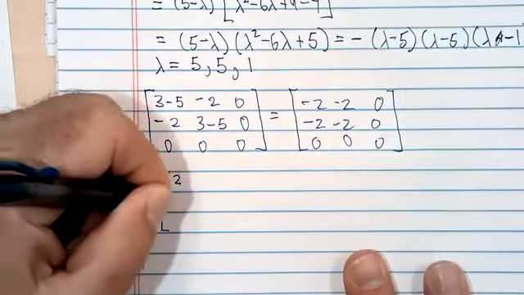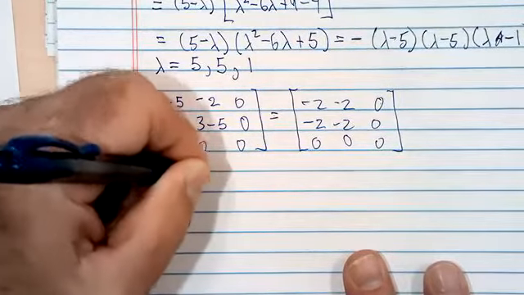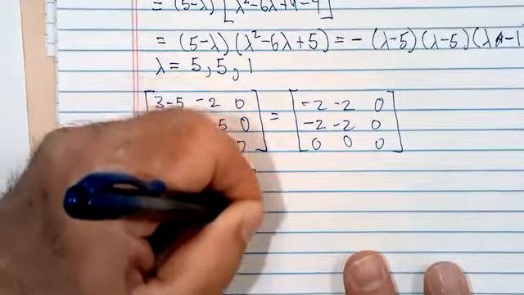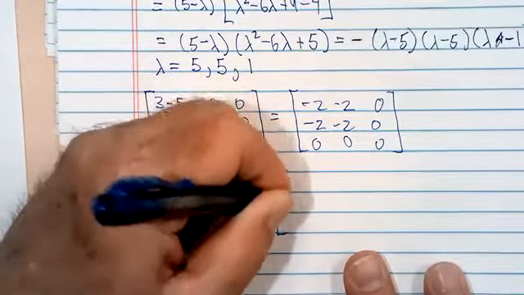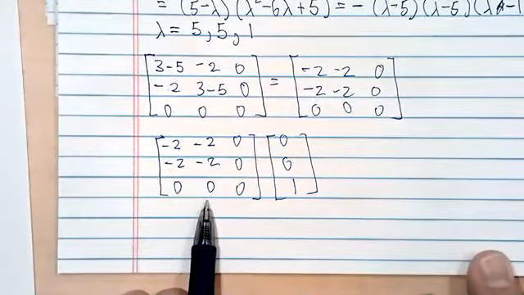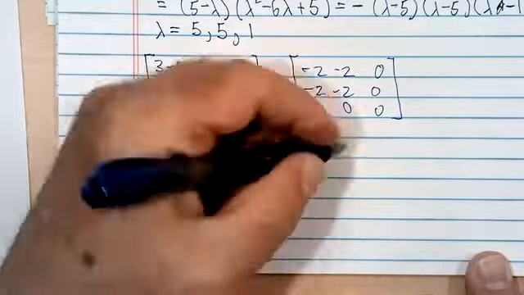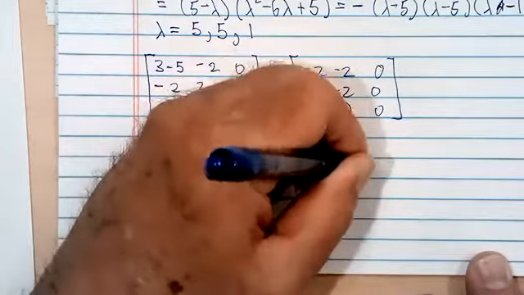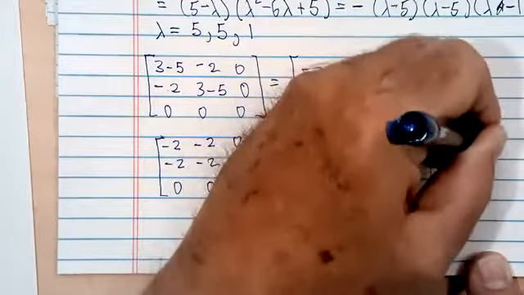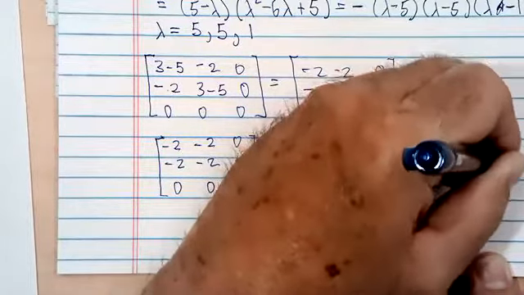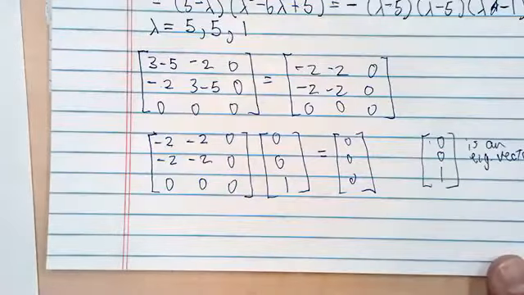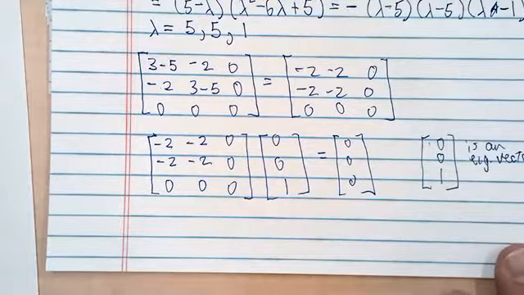We can see, for instance, if you write the vector multiplication that just picks off the last column, 0, 0, 1, that'd be 0 times the first column plus 0 times the second column plus 1 times the third column. Surely that is the 0 vector, right? So 0, 0, 1 is an eigenvector, corresponding to 5.